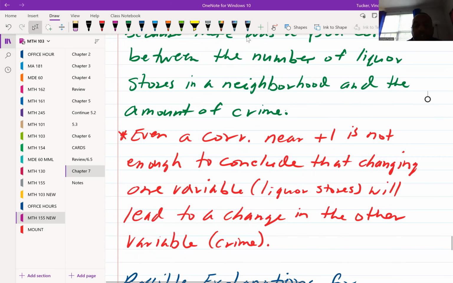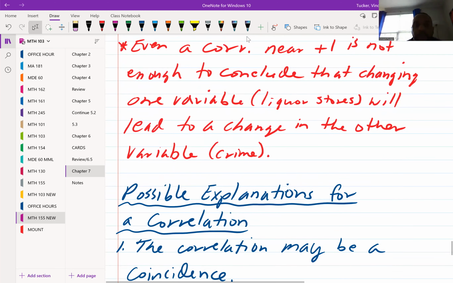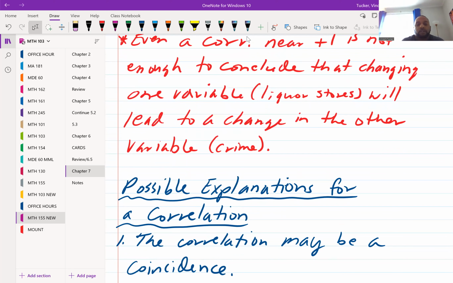All right, anybody holding on to green? So then we have three possible explanations for a correlation.